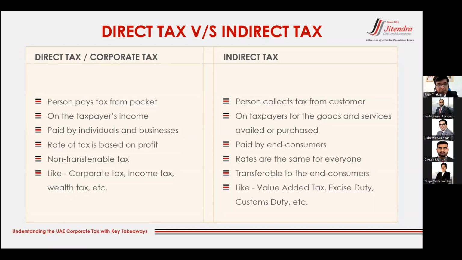In corporate tax, the rate of the tax is based on the profit, and in indirect tax, the rate is in general, or it is specific to the commodity. Like in value added tax, we know that the general rate is 5%, but for exports, it is 0%. In excise duty, there are 50% and 100% rates depending on the product.